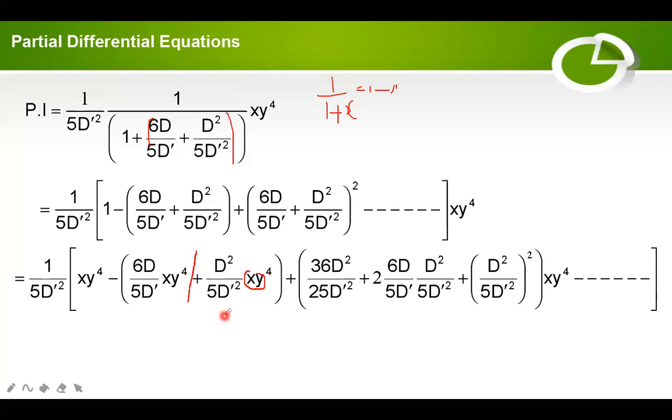Now multiply this into this and this into this. That is 1 by 5D dash square minus 6D by 5 into 5, 25 D dash square into D, that is D dash cube, into x y raised to 4. Now in case of this, what is D dash? D dash is integrating with respect to y. So in case of this we are integrating twice, in case of this we are integrating thrice. Now we have to integrate first.